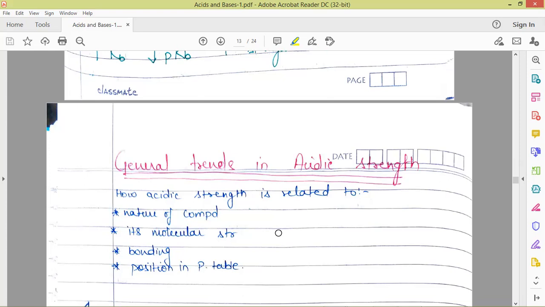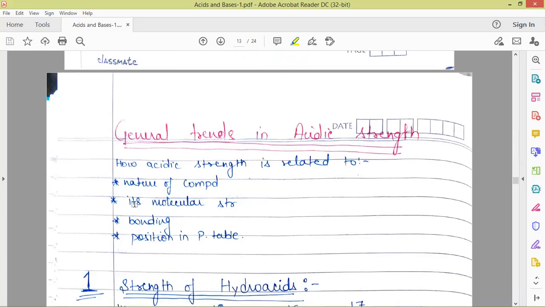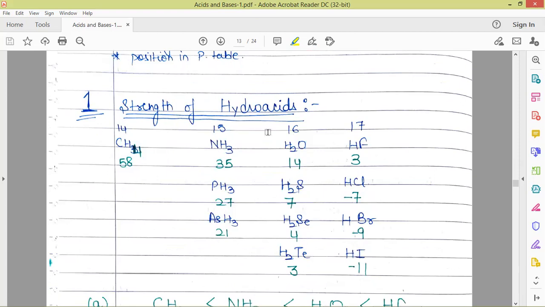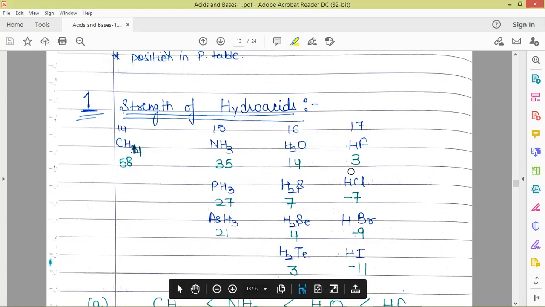Now we'll be discussing the general trends in acidic strength. We'll take up different cases for the comparative acidic strength, and how the acidic strength can be related to the nature of the compound, its molecular structure, bonding, and position in the periodic table. So the first case which we are going to discuss is the strength of hydroacids. These are the hydroacids where hydrogen is directly bonded to these elements.